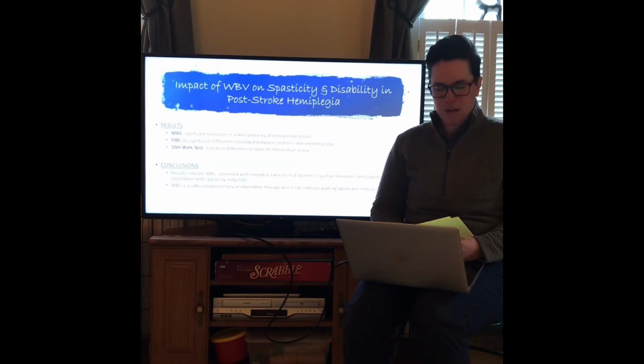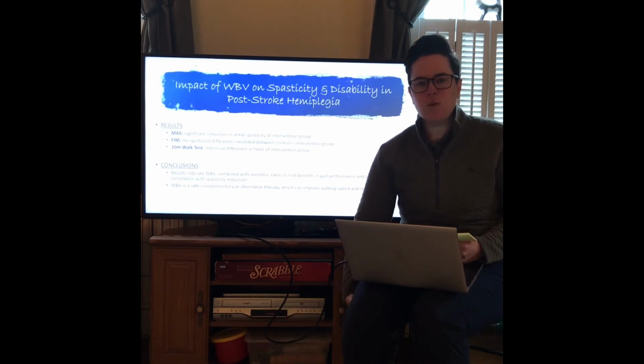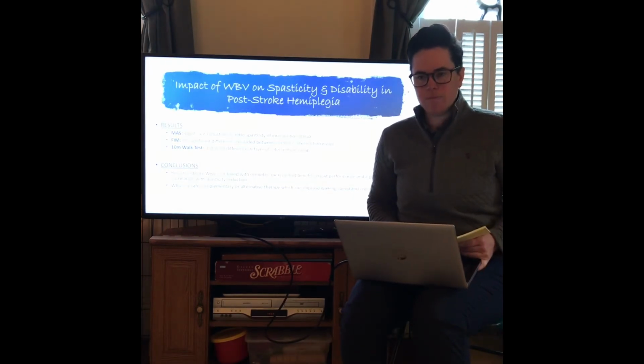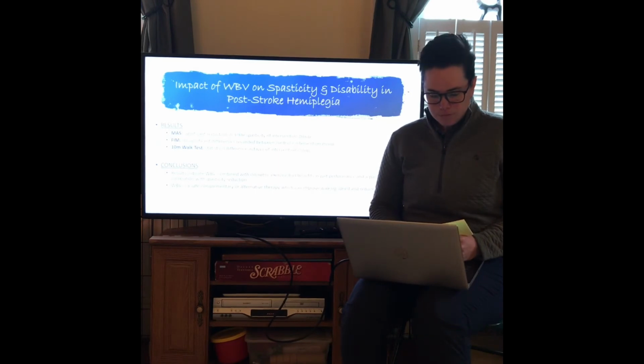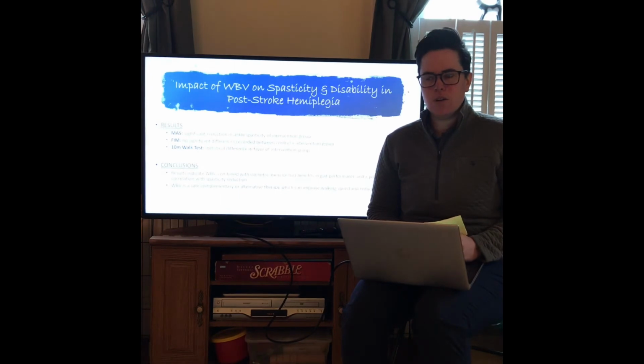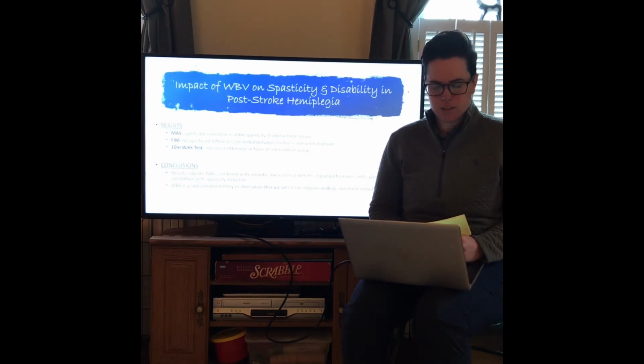The results here, as you can imagine, it was a comparative study between the two groups. So the intervention group experienced a significant decrease in their spasticity score on their modified Ashworth, and the functional impairment measure showed no significant difference between the two groups. So those remained about the same between the two. And then the 10-meter walk test, the intervention group showed a significant increase in their scores for that test.